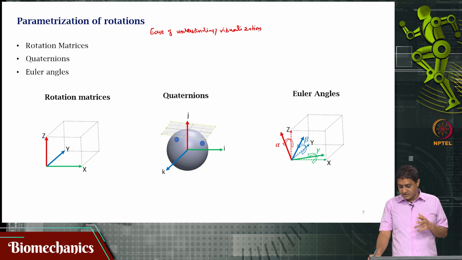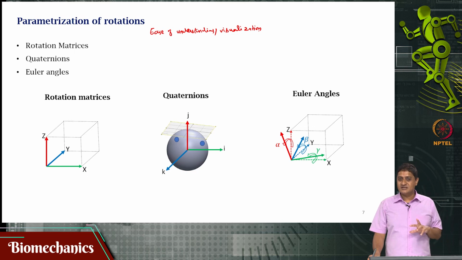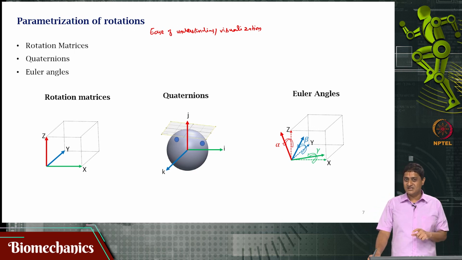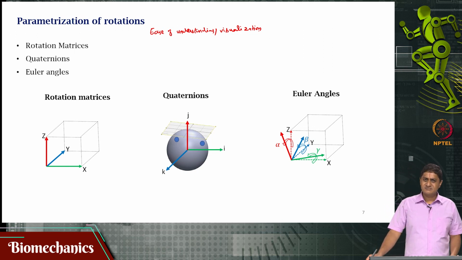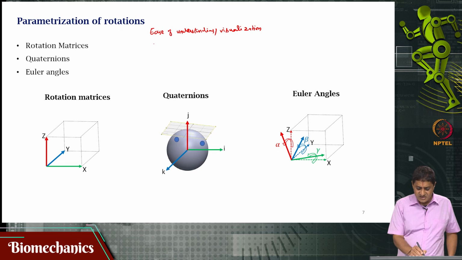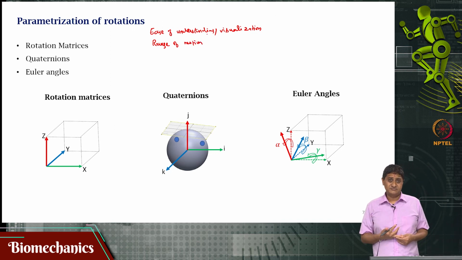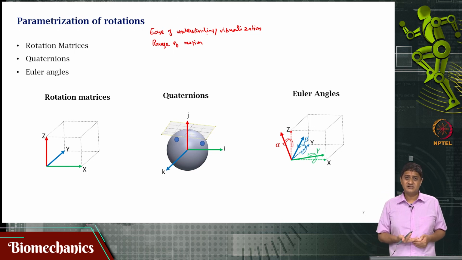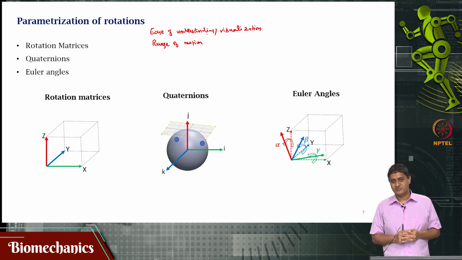Obviously, we are keen on understanding; we can understand, interpret and visualize angles better than something like quaternions. That does not mean that angles are necessarily the best method, because we will see the advantages and disadvantages of each of these as we go forward. Okay. One is ease of understanding, ease of visualization. The other is the specific range of motion that is involved in your application. What are the expected joint angles? How much do you expect the participant or the experimental subject to move?